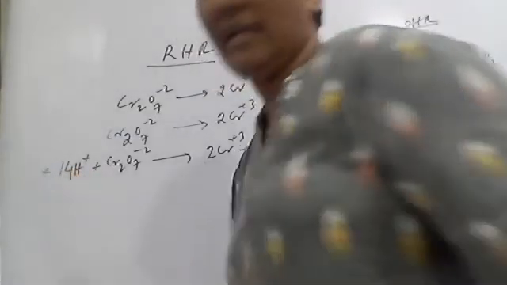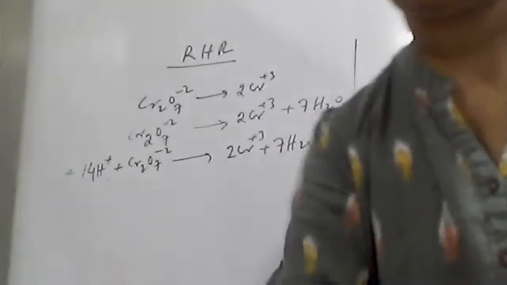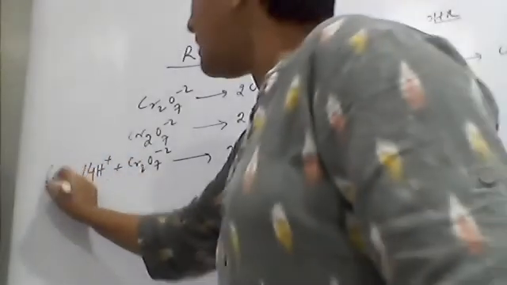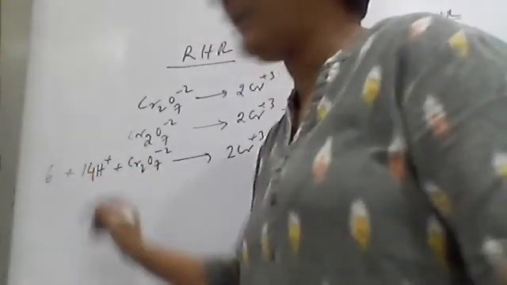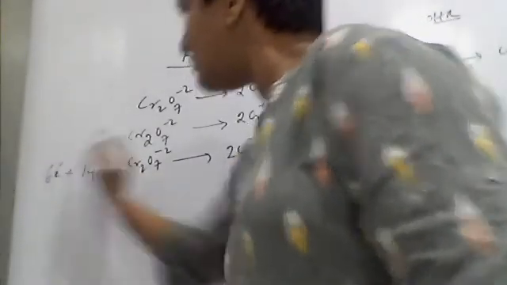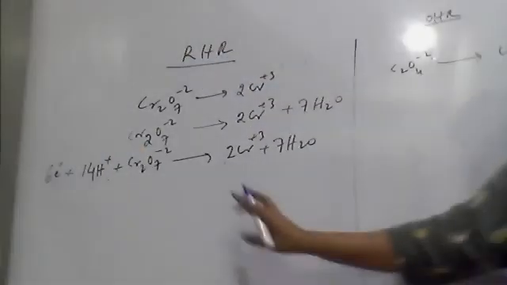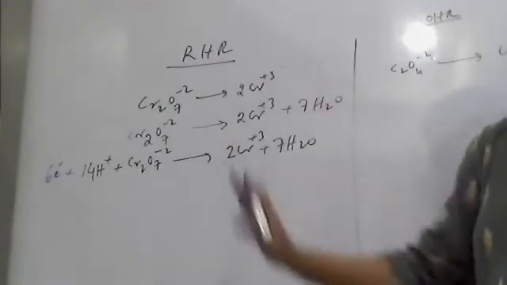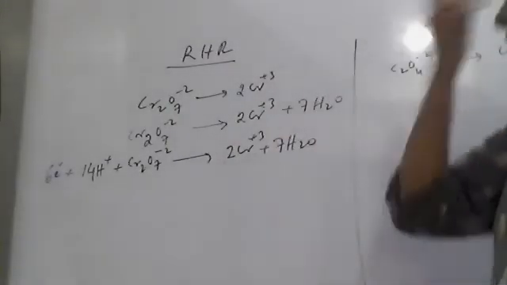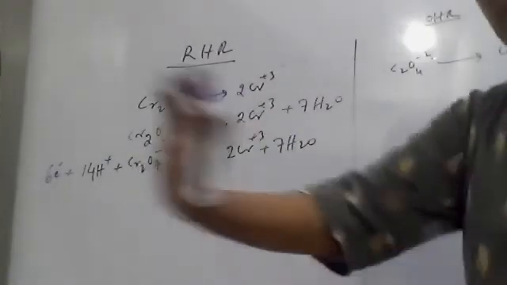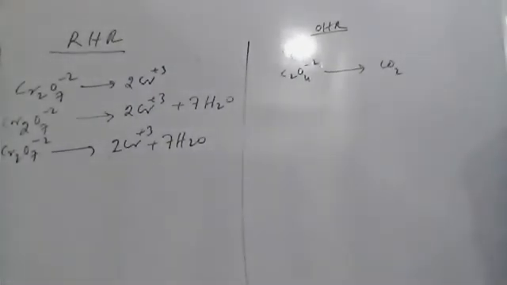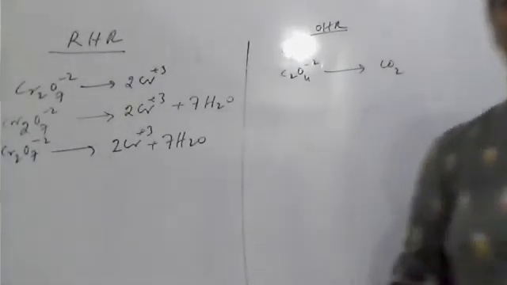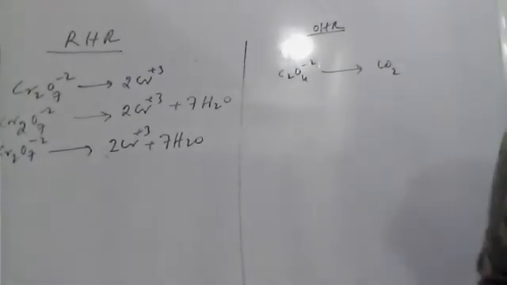Now adding here 6 electrons. The charge of the reduction half reaction, dichromate to chromic ion, is balanced. Now keep it aside. Come to the oxidation half reaction. How to balance this?